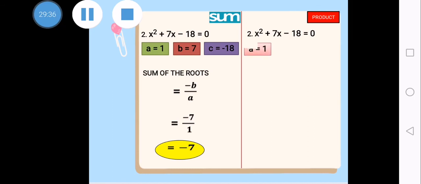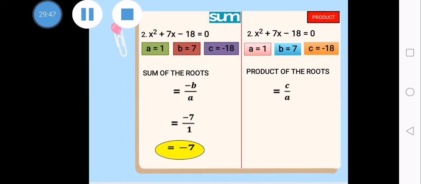Ang value po ni a ay 1. Value ni B is positive 7. C is negative 18. So, alam naman natin, ang product of the roots ay equal to C over A. So, ano bang value ni C? So, yan ay negative 18. Ang A naman ay 1. Kaya, negative 18 over 1. So, ang product of the roots is negative 18. So, napakasimple, diba?